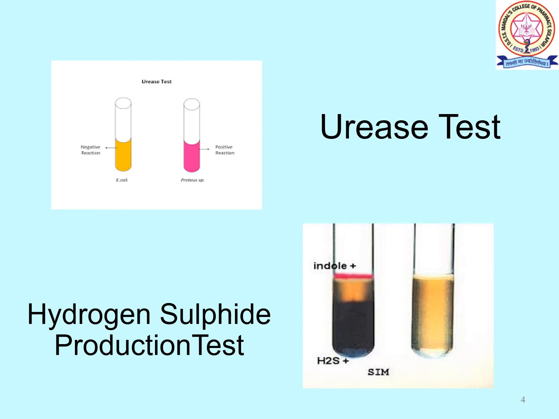Then comes the hydrogen sulfide production test. Some organisms decompose sulfur containing amino acids producing H2S gas. So H2S will be the product. And when it is cultured in media containing lead acetate, it turns them black. So H2S will show black color formation when it reacts with the lead acetate.